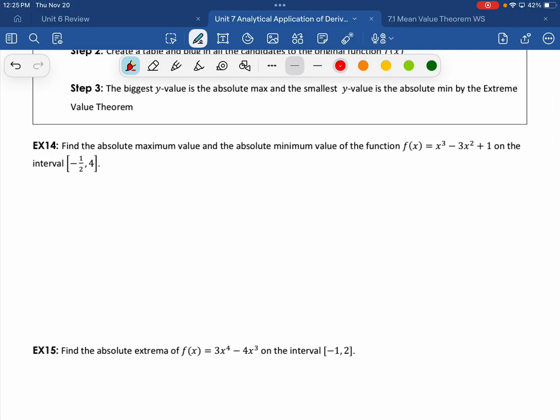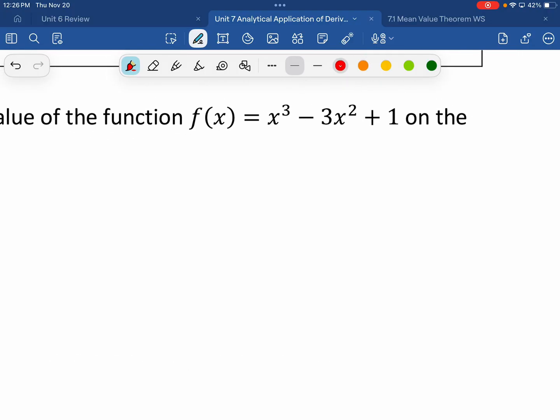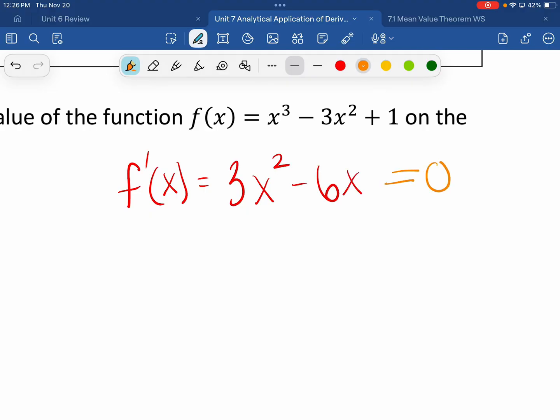All right, so example 14 says find the absolute max value and the absolute min value of x cubed minus 3x squared plus 1 on the interval from -1/2 to 4. So I'm saying the words max and min, and I'm saying a closed interval, and that's what's getting me to think EVT. So first step is I've got to figure out my candidates. So I'm going to take my derivative, which is 3x squared minus 6x. We're going to set that equal to 0, and we're going to find our candidates.